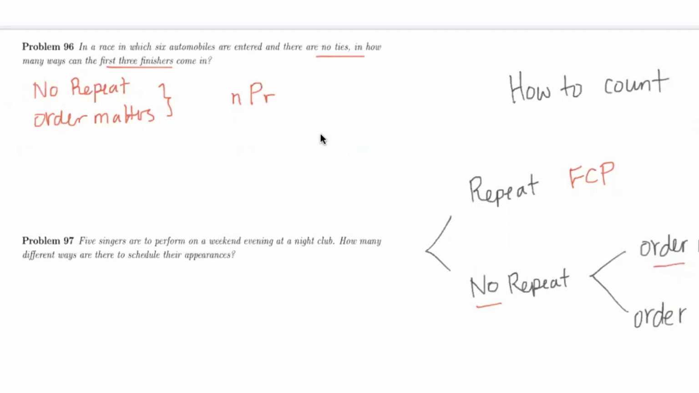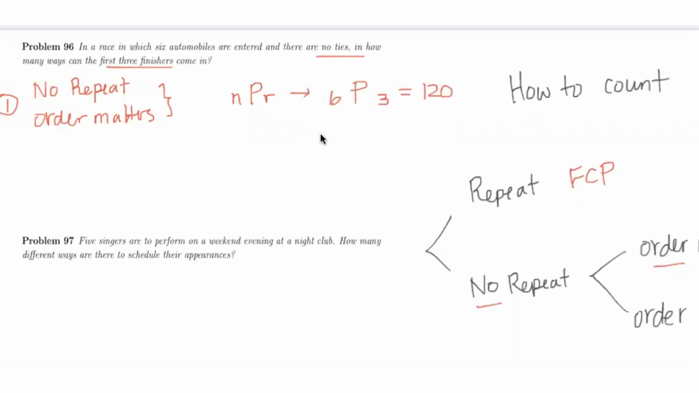Okay, so here's one way to do it, MPR. Simple enough. There are 6 cars. We choose the first 3. Okay, 6 permutation 3. This is one way to find it. You use the calculator, 6P3. By using the calculator, what do we have? 6P3 is 120. Okay, so 120 ways.